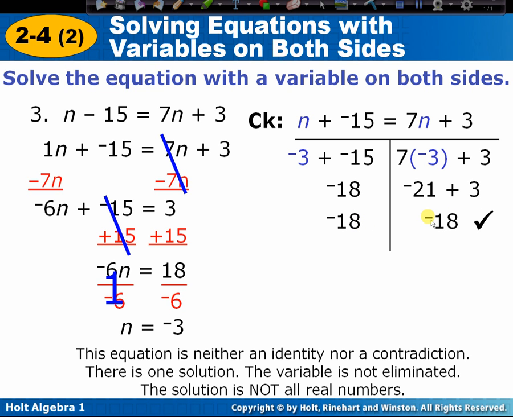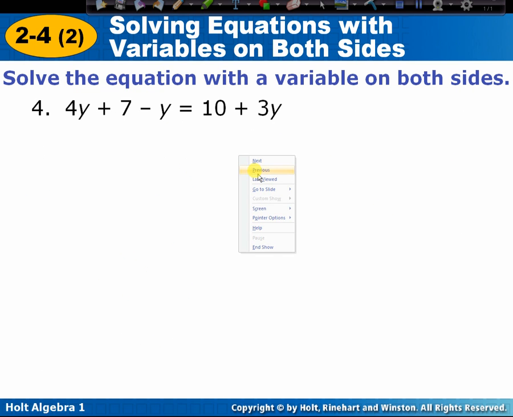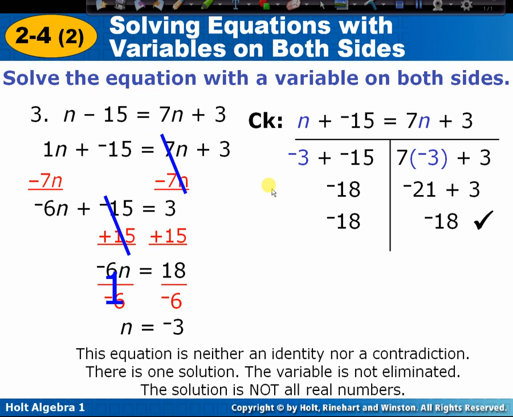And it checks out. So again, you do not have to check if it's an identity or if it's a contradiction. But if you actually get an answer, like here we got n equals negative 3, and the variables do not cancel, then you must check. You need to have all of that work down before you move on.